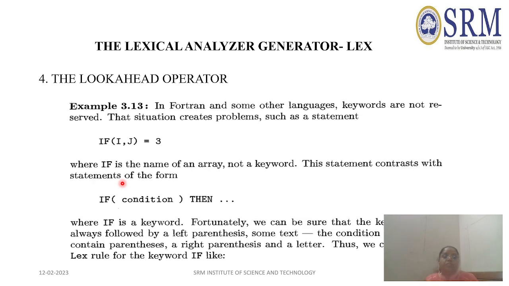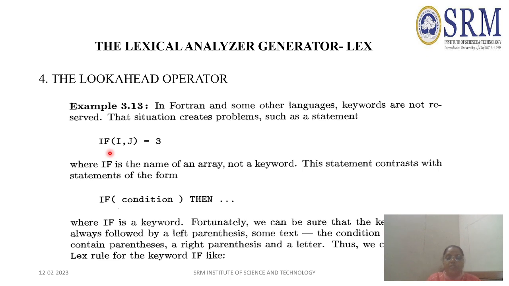Also see here. In Fortran and some other languages, keywords are not reserved. So for such a case, say for example, IF is an array name and not a keyword, and within brackets i comma j is a two-dimensional index, a two-dimensional array. So this statement contrasts with statements of the form, which is similar to what? If condition then statement, isn't it? So on reading this, it should correctly identify whether if is a keyword or an array, right?